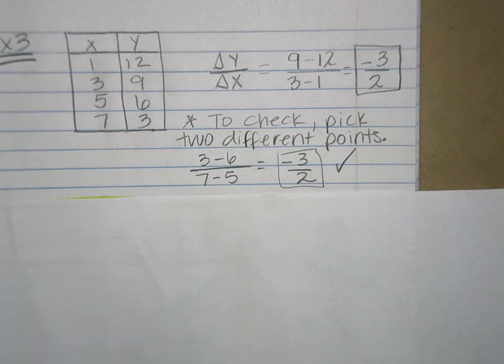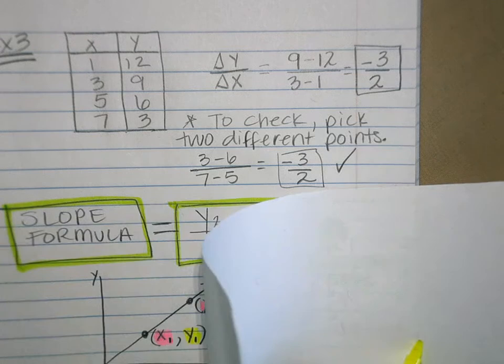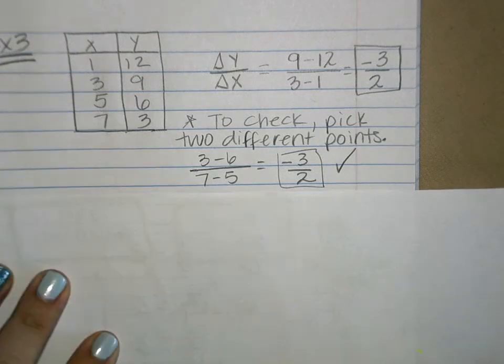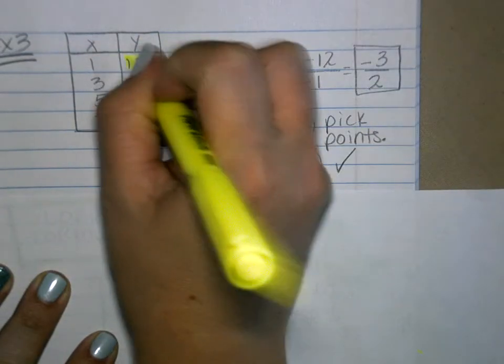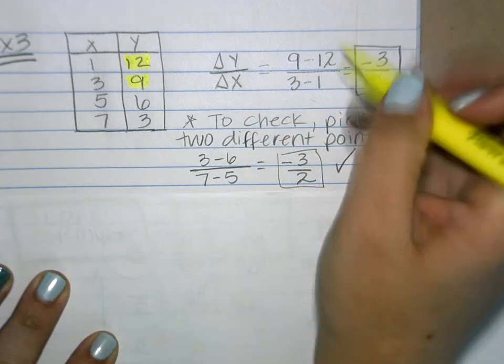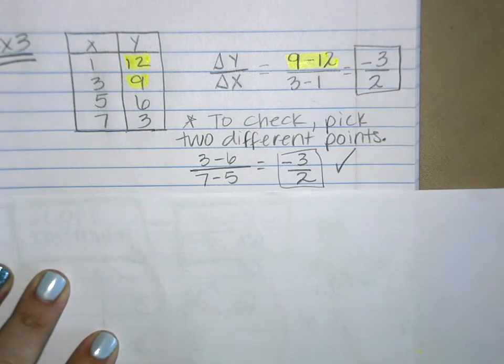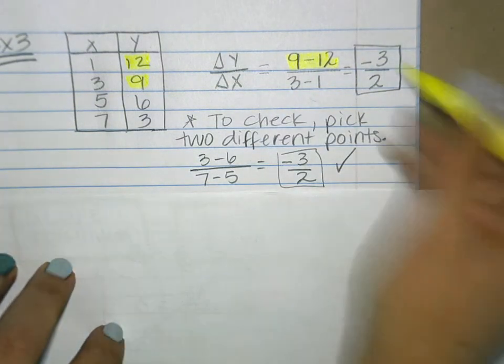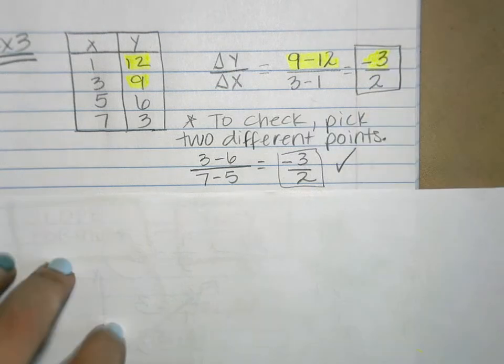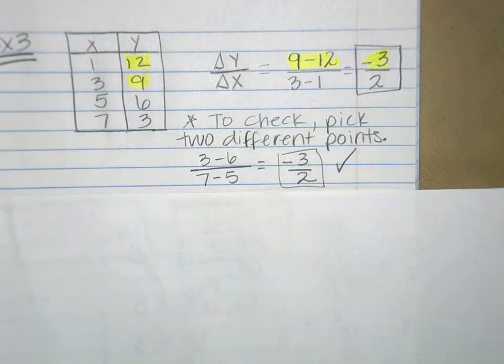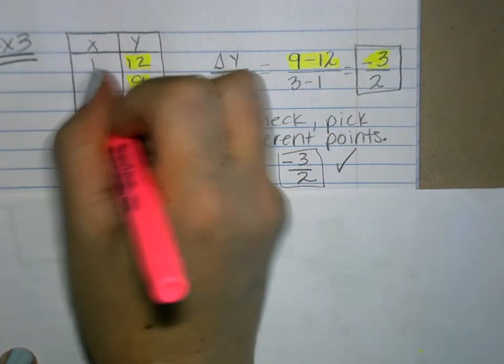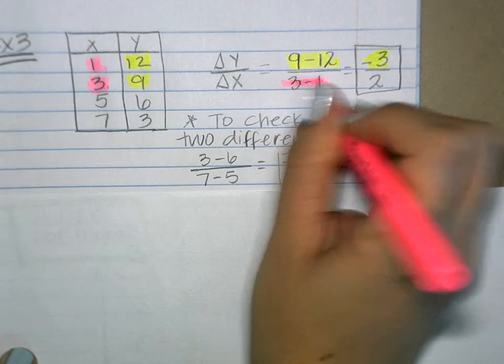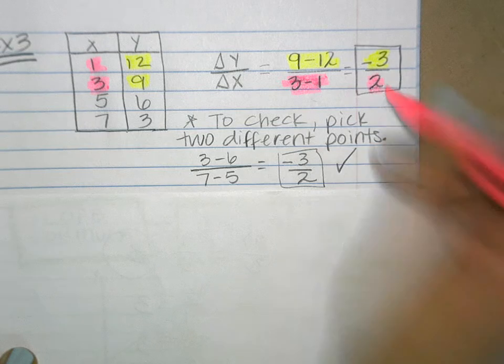So let's say, let me see what I did down here. Okay, so let's say our y's are yellow here. So you can see I'm just going to pick these two. So that's 9 minus 12, and that makes a -3, right? So I just picked two of the y's. And then I can pick two of the x's, and they should be the ones right next to it. So that's 3 minus 1, and that's 2. Do you see what I did there?